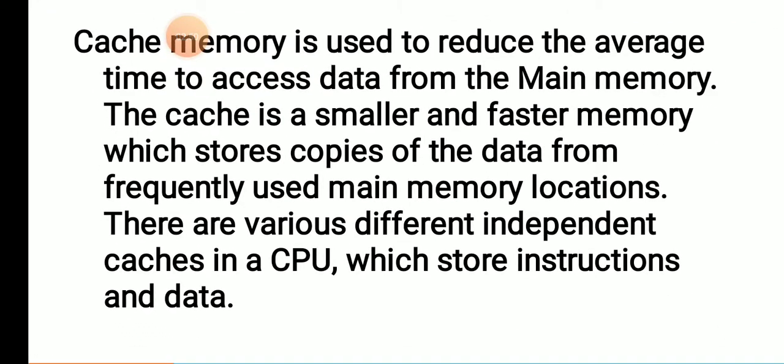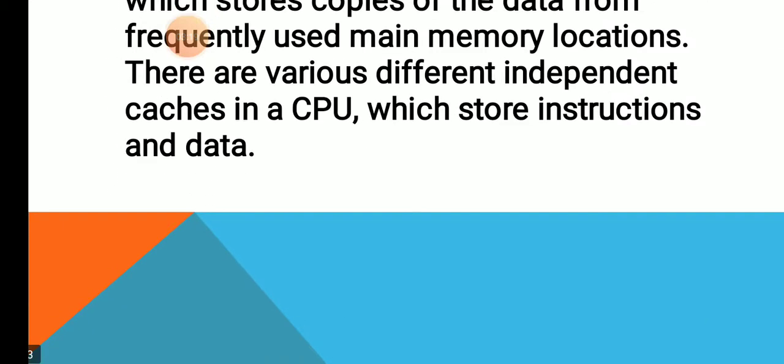Cache memory is used to reduce the average time to access data from the main memory. The cache is a smaller and faster memory which stores copies of data from frequently used main memory locations. There are various independent caches in the CPU which store instructions and data. You can store the instructions and data in cache memory.